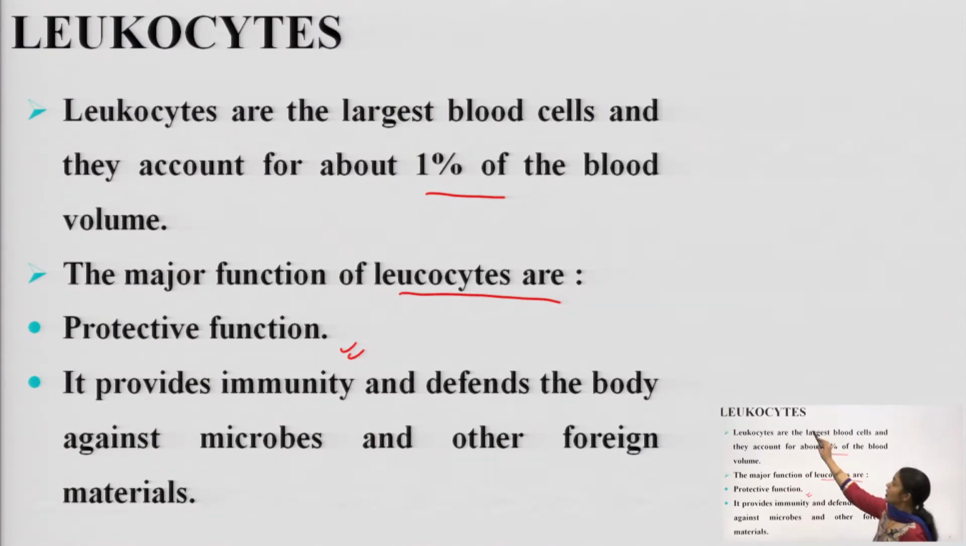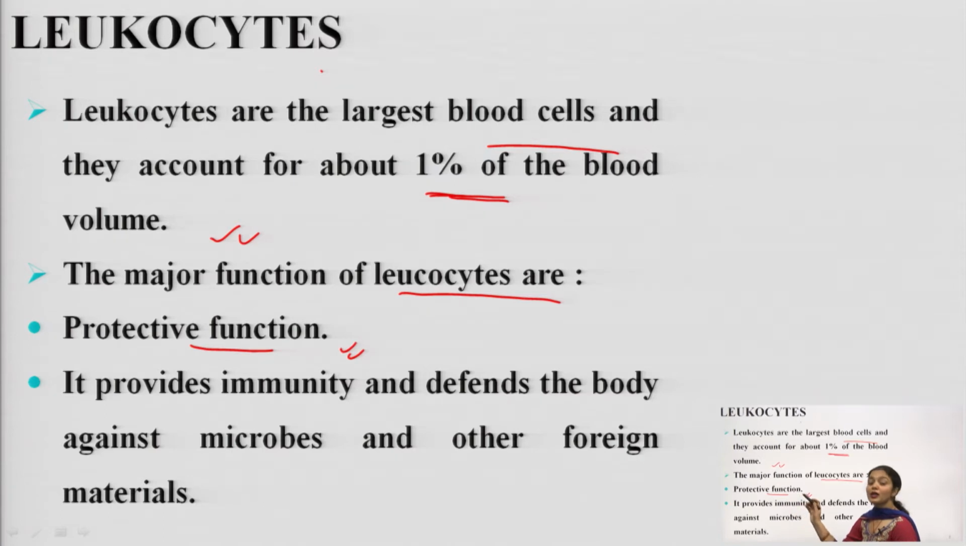Leukocytes. Leukocytes are the WBC, or you can say the white blood cells. They are the largest blood cells and they account for about 1% of the blood volume. The major function of leukocytes is protective. They protect us from various diseases, from the attack of viruses and bacteria. They also provide immunity and defend the body against microbes and other foreign materials.